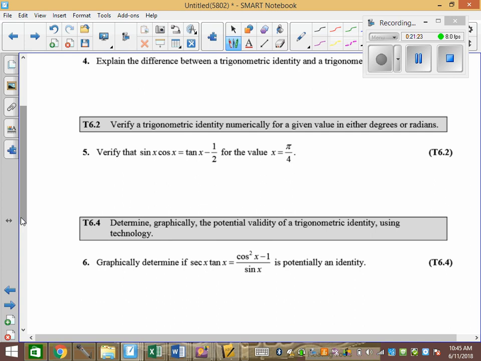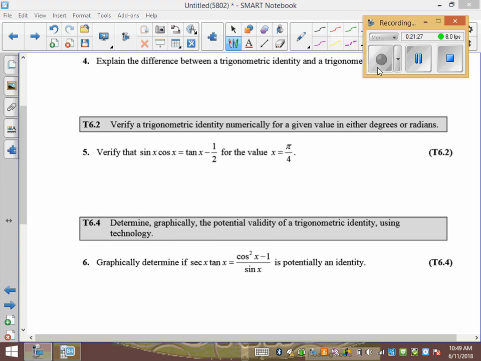Okay. So this one, verify that sine x cos x equals tan x minus a half for the value x equals pi over 4. Go, verify it. So we're going to plug in pi over 4. We're going to substitute it in. Sine of pi over 4, cos of pi over 4, tan of pi over 4. Why is pi over 4 nicer? Because the x and y are the same and tan at that value is 1.